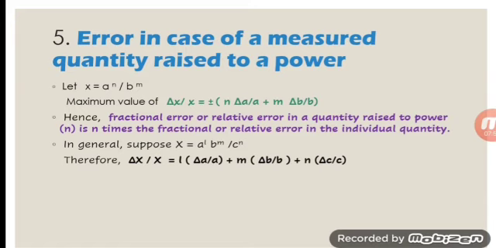In general, suppose x is a physical quantity which is expressed as a to the power l, b to the power m upon c to the power n. Here c has been taken in the division form, but irrespective of multiplication or division, the same formula is used. Therefore, here delta x by x can be written as l delta a by a, where l is the power of a, plus m delta b by b, m is the power of b, and n delta c by c, where n is the power of c.